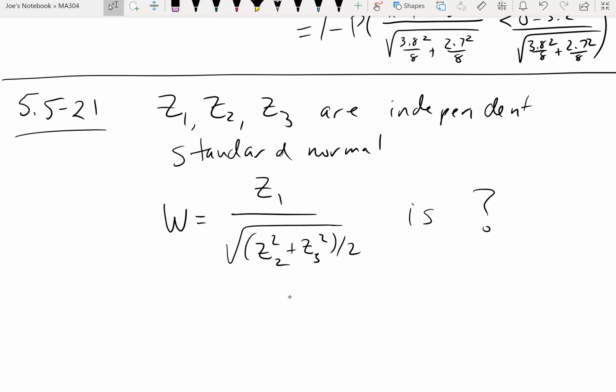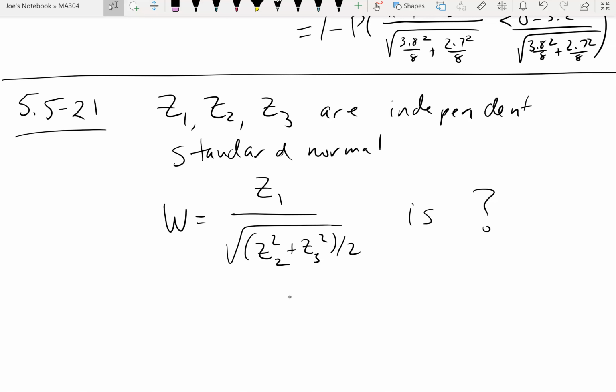If you've looked at the text at all, they give you the PDFs for the t distribution and the f distribution. They're not pretty, which is why I'm not going to make you memorize them, because you'll never ever use them. You'll always go to a table or a computer to do the calculations, so you'll never use the PDFs of those things.